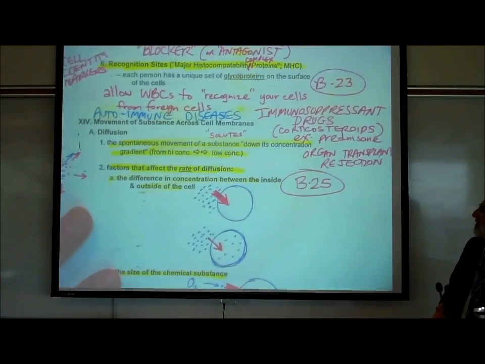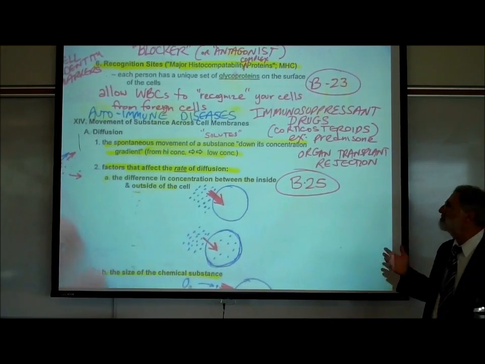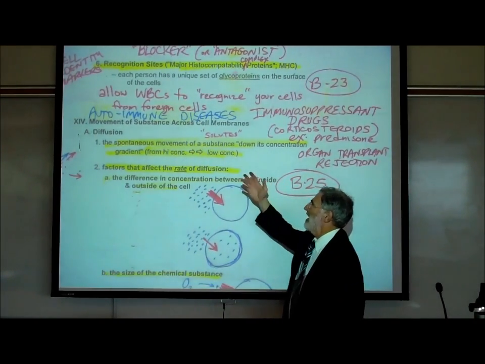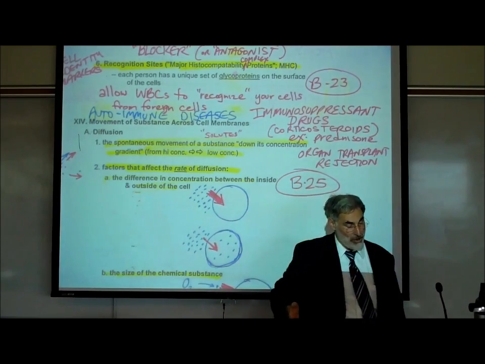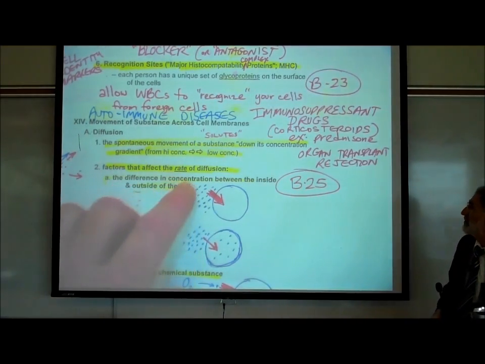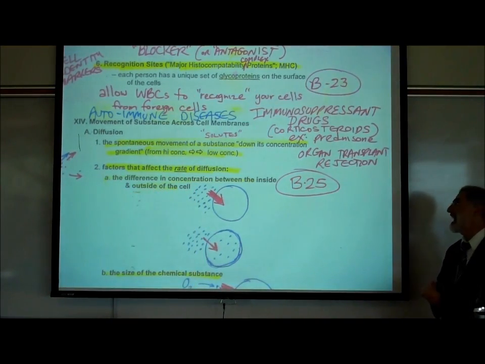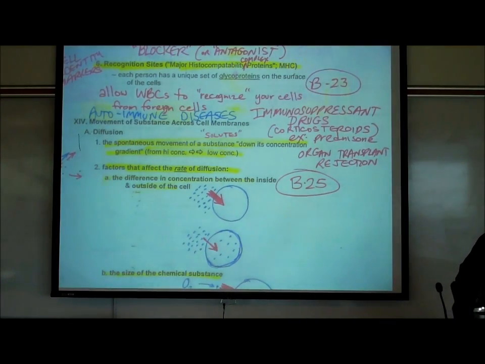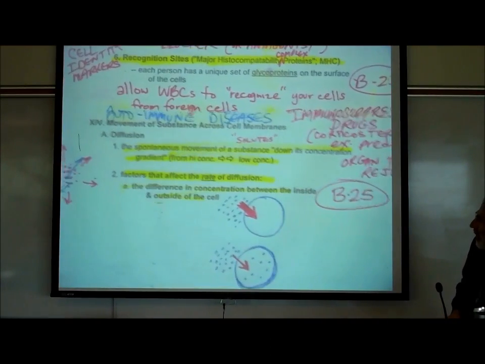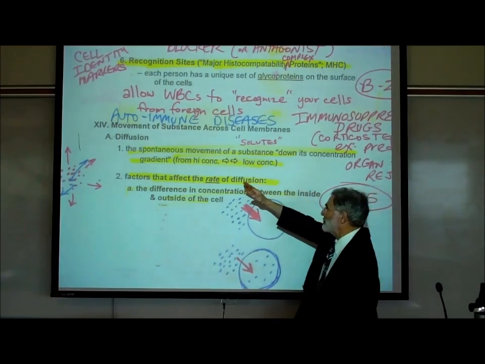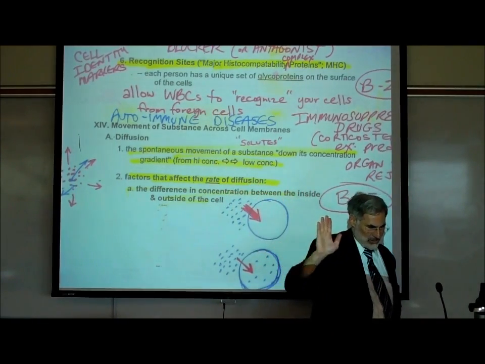Now, diffusion, I wrote, is the spontaneous movement of a substance. Chemical substances are also known as solutes. So it's the spontaneous movement of a substance down its concentration gradient. Chemicals spontaneously flow from an area of higher concentration to an area of lower concentration.